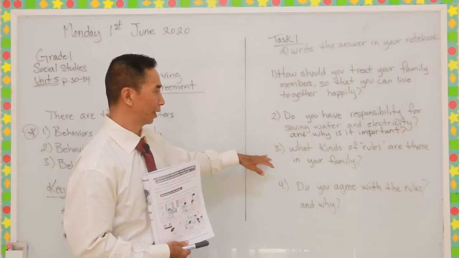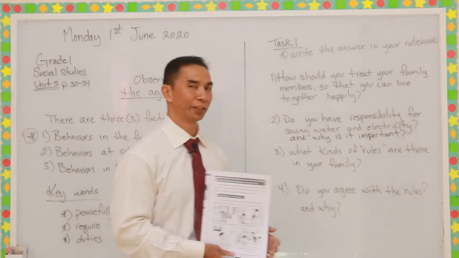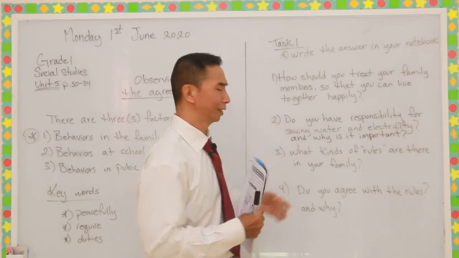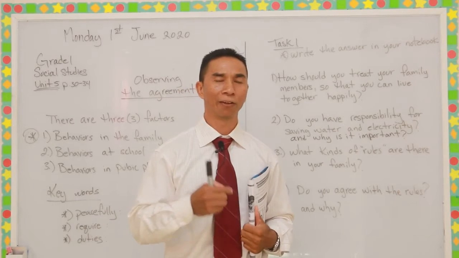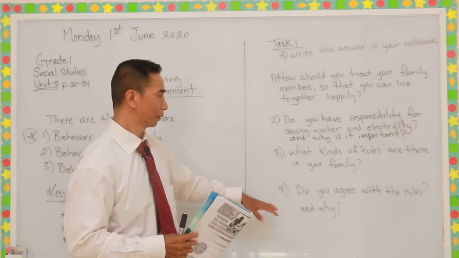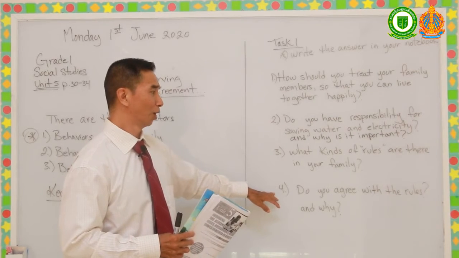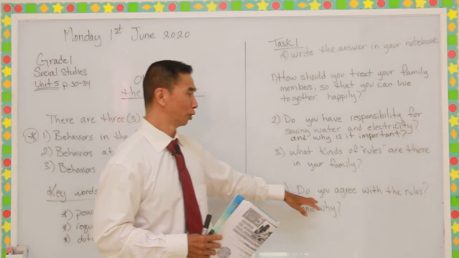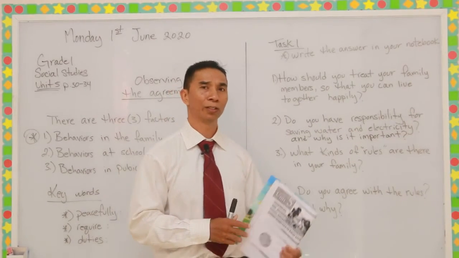And then question number 3, what kind of rules are there in your family? There is no right or wrong answer for these questions. It's just for you to answer and for you to know about the rules at home. And the last question. If you have rules in question 3, do you agree with the rules? That means, do you agree with them?